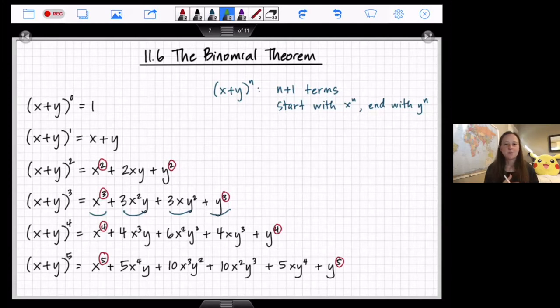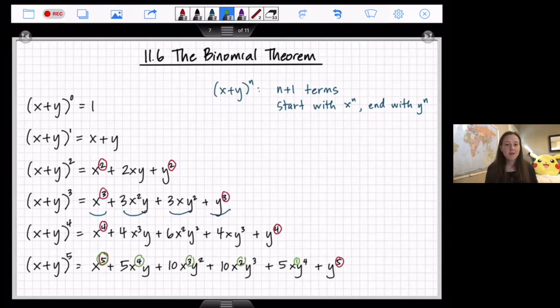So let's just look at x plus y to the fifth because it's got more terms to notice. We start off with x to the fifth, but then after x to the fifth, the x exponents are going down by 1 in each term: 4, 3, 2, x to the first. Even the last term you could think of as having an x to the 0th power. X to the 0 would be 1.